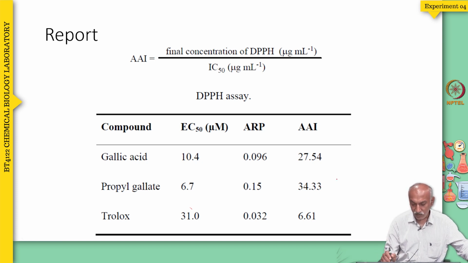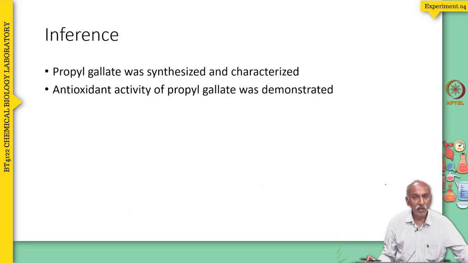So, this has better antioxidant values, and in inference what we have done is the propyl gallate was synthesized and characterized, and antioxidant activity of propyl gallate was measured and demonstrated.